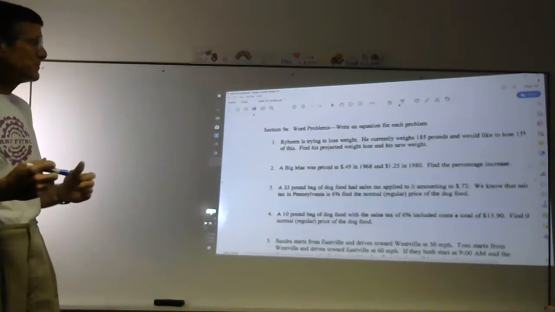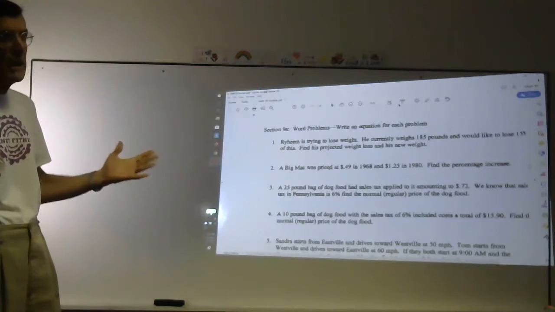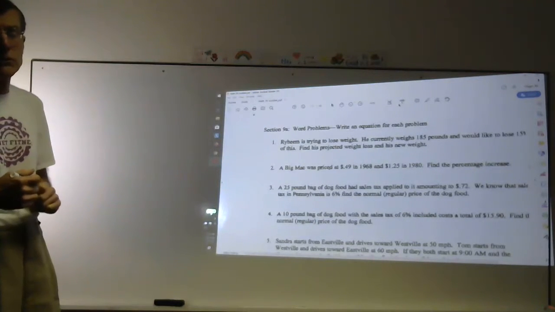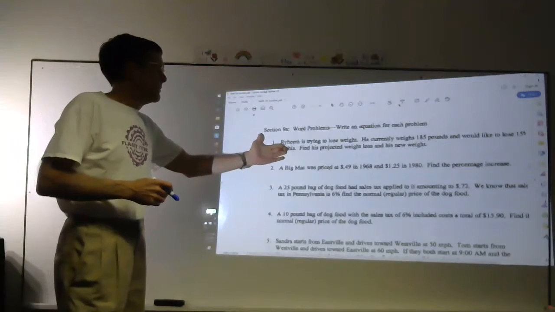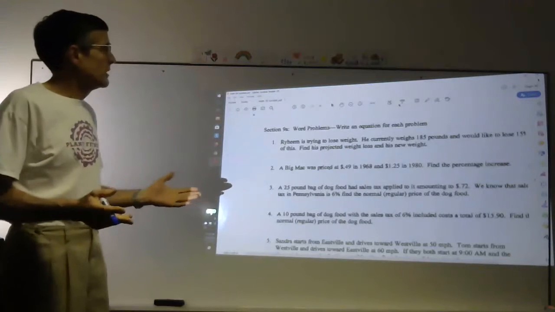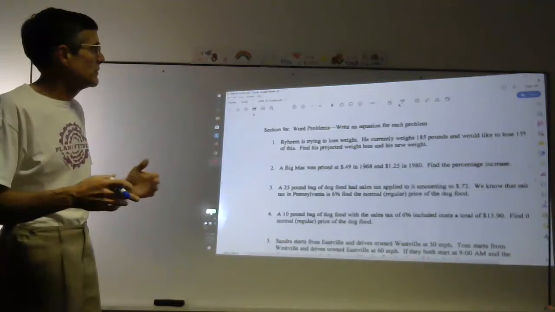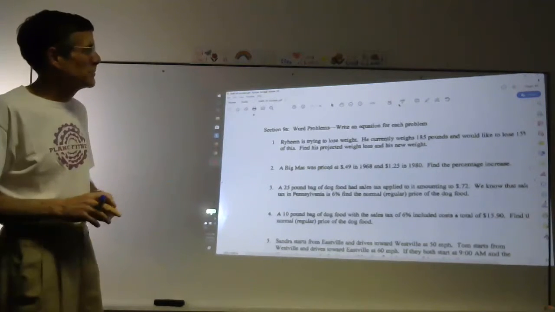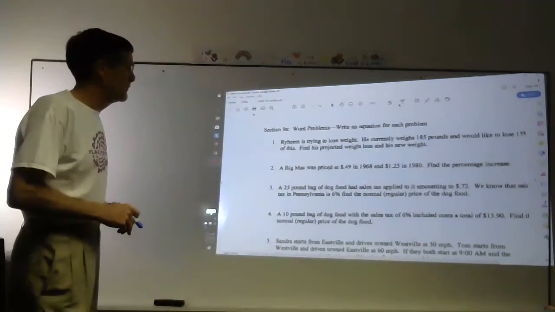There are many, many different techniques I can show you for these problems. I'll try to give you the most important ones. Number one, Raheem is trying to lose weight. He currently weighs 185 pounds and would like to lose 15% of this.